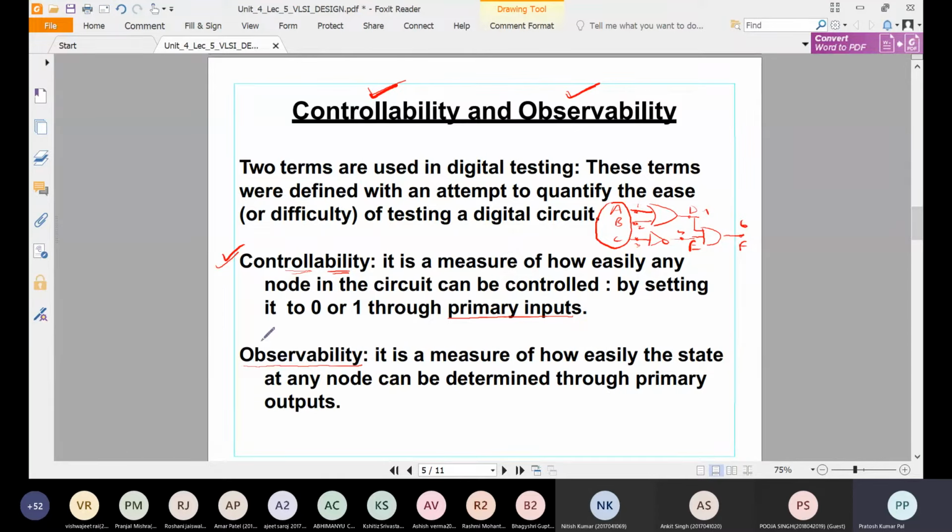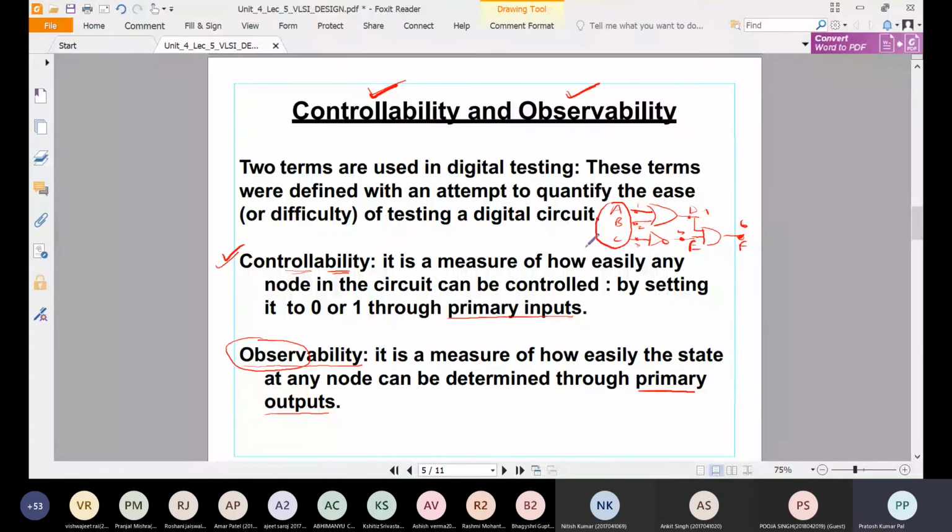Observability means we are going to observe, and observing is done at the output. So whatever output is there, we will be observing the output. It is the measure of how easily the state of any node can be determined through the primary outputs. So with respect to the primary outputs, we can see how a particular node of this circuit can be observed, or we can say we can find it.